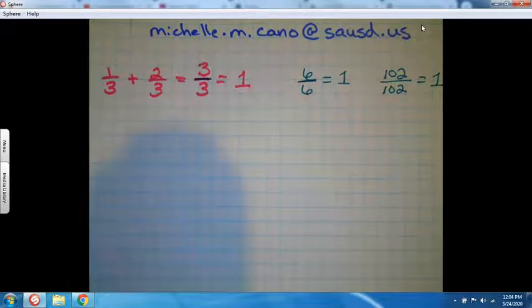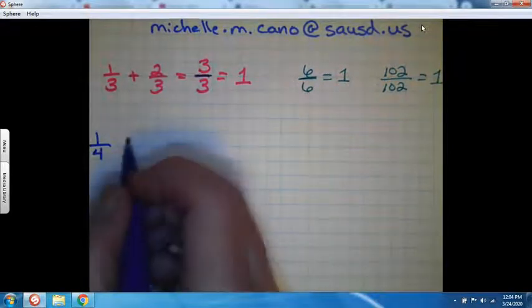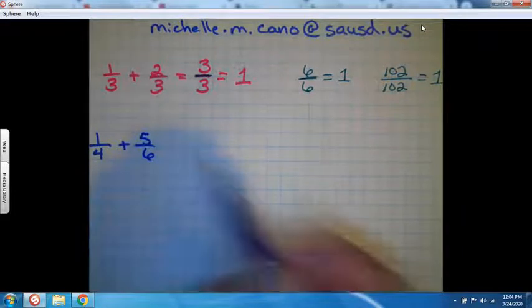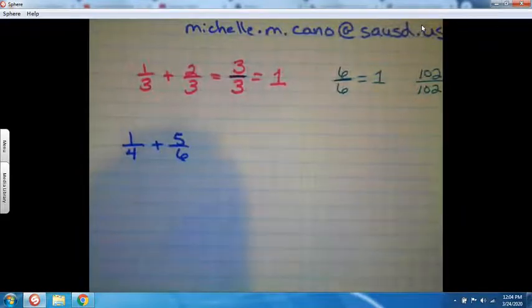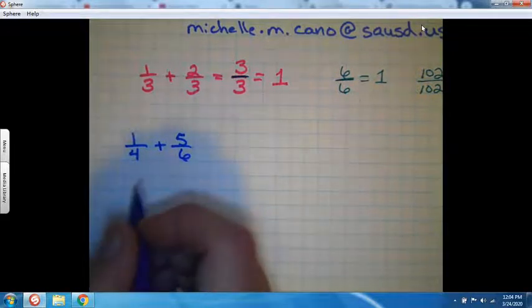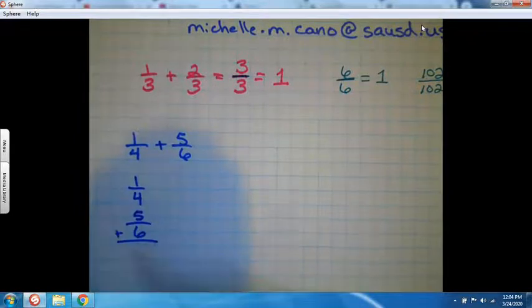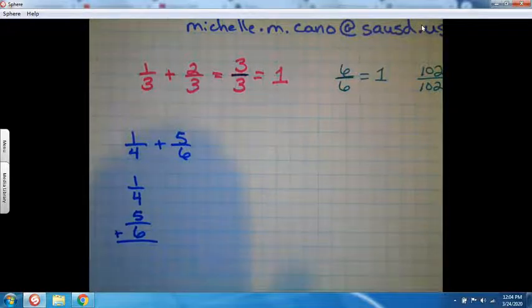Now, if the denominator is different, this is when you have to pay attention and make sure you get your toolkit out. So let's say I have 1/4 plus 5/6. I know automatically I need my toolkit out because the denominator is different and I have to change the format of it. So not horizontally, but we have to change it vertically. And make sure that you copy the sign.